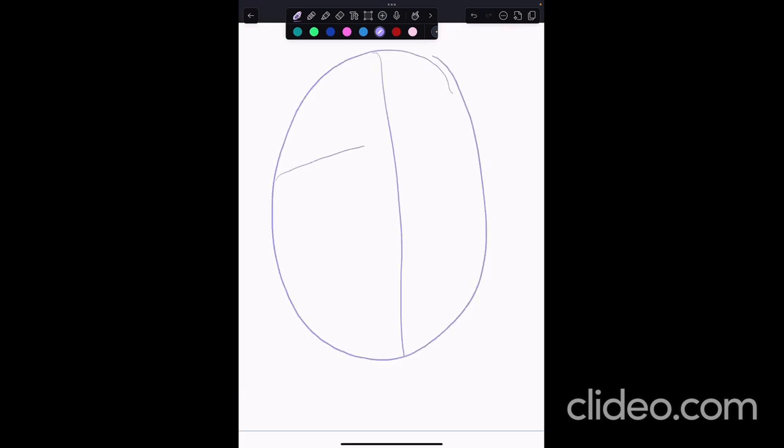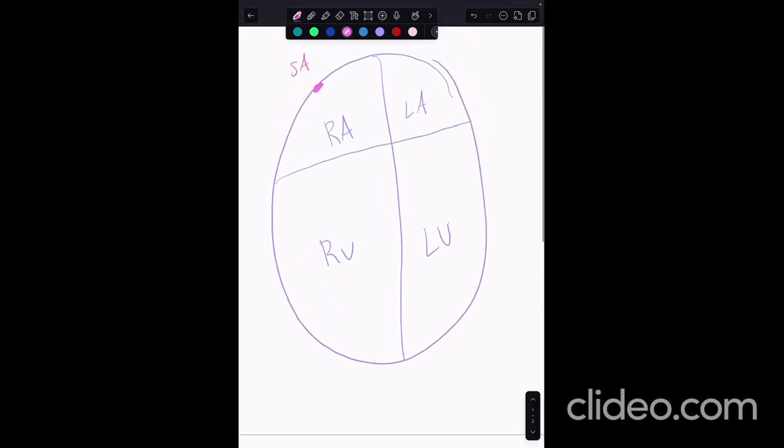Drawing the heart. So you have this potato shape, and it's broken up into 4 sections. So you have your right atrium, your right ventricle, your left atrium, and your left ventricle. So first of all, up here in the corner of the right atrium, we have this little thing called the SA node.